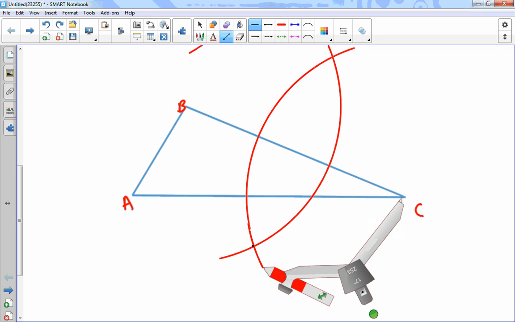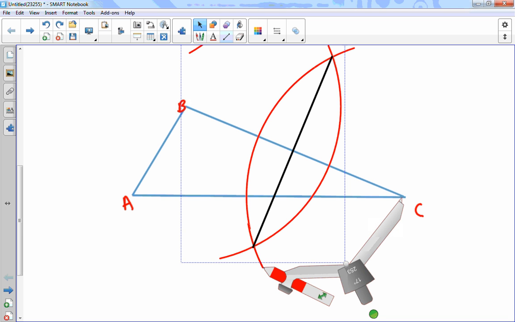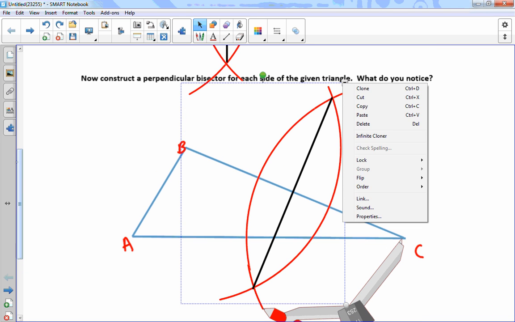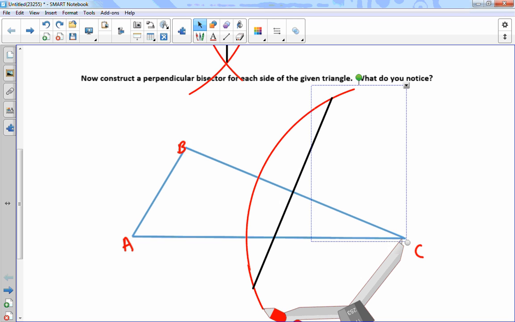Precision is important, so do your best to line this up perfectly at the intersection point. Now, if you want, you can erase the arcs, because we're going to draw six arcs in total and it gets kind of busy. Don't erase the line segment. You can erase the arcs. So I'm going to take this one off, and take this one off.